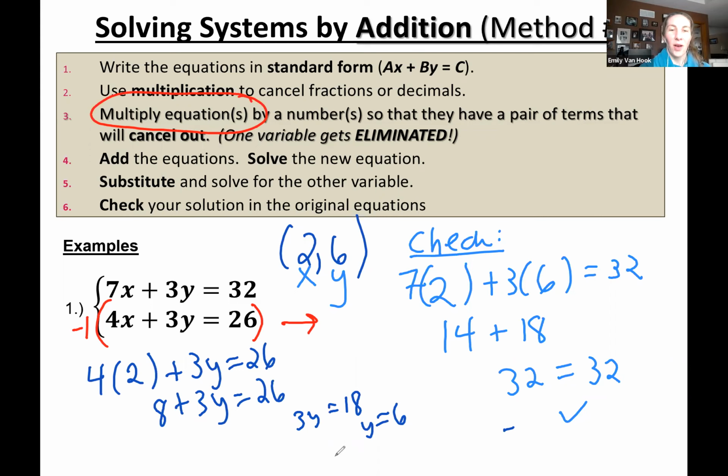All right, so that was number 1. Then we'll go ahead and try number 2.